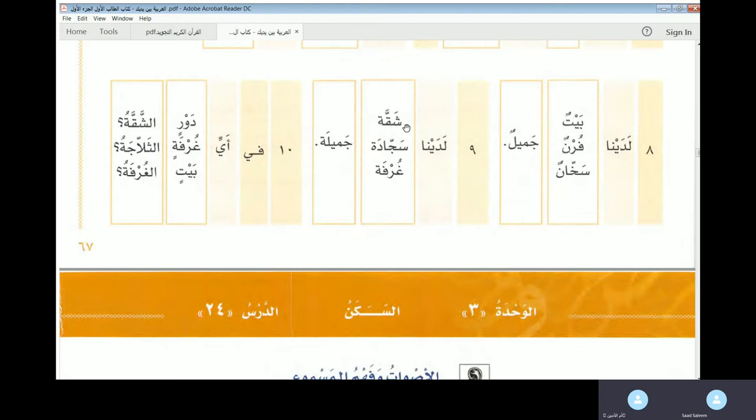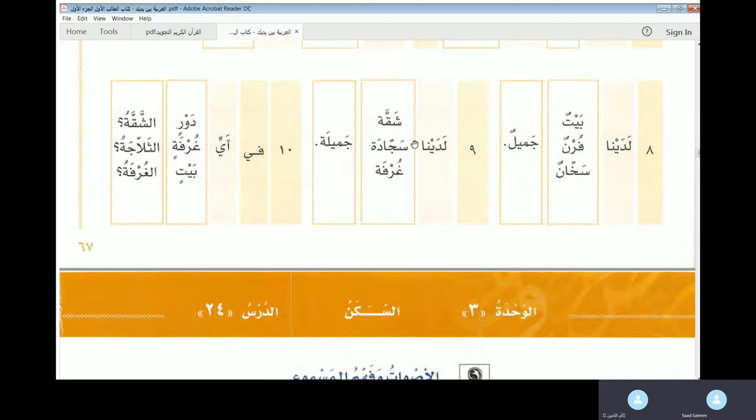Ladena shaqqatun jamila. Would I say jamila or jamilatun? You can use both. It is up to you. We have a beautiful apartment.